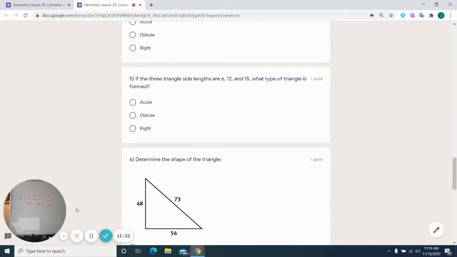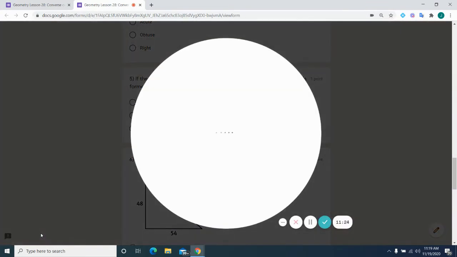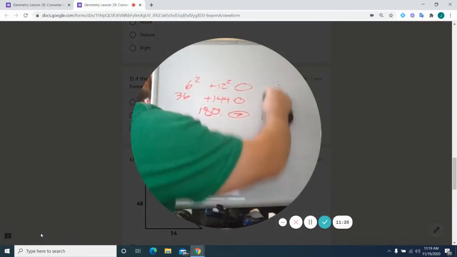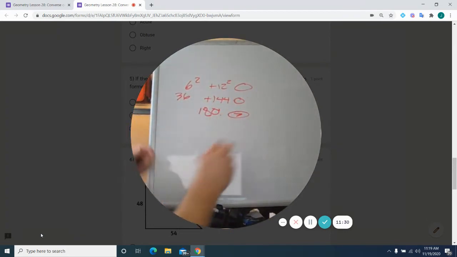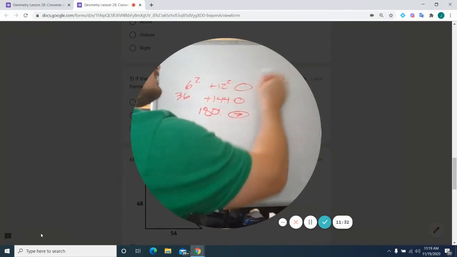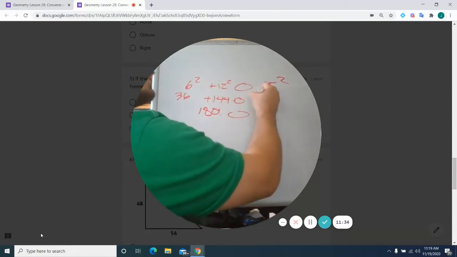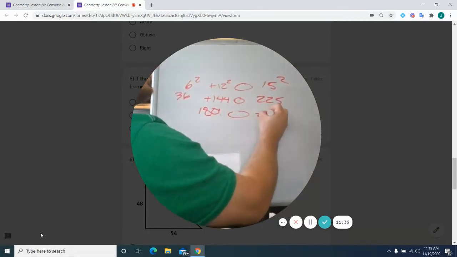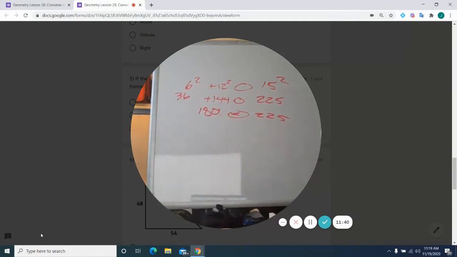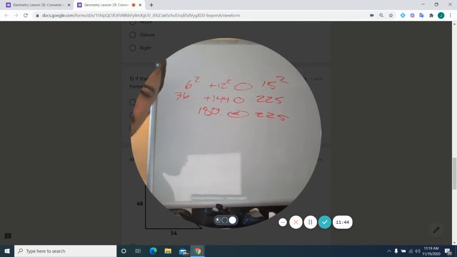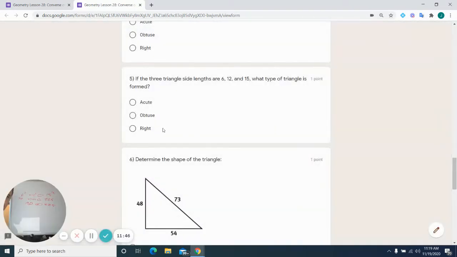Last one, let's do 6, 12, and 15. Number 5. 6, 12, and 15. So I'm going to leave 6 and 12 there, and we're going to do 15. And 15 squared is 225. 225 is bigger than 180. So this one right now, the c squared is bigger. So if c squared is bigger, it is obtuse.